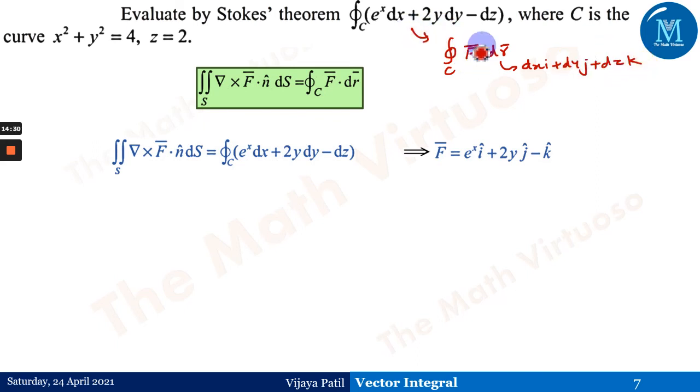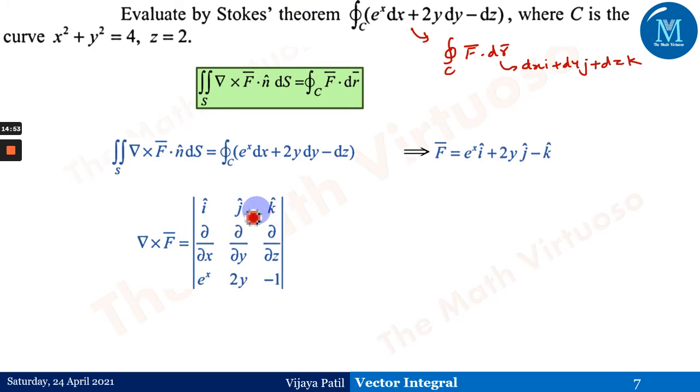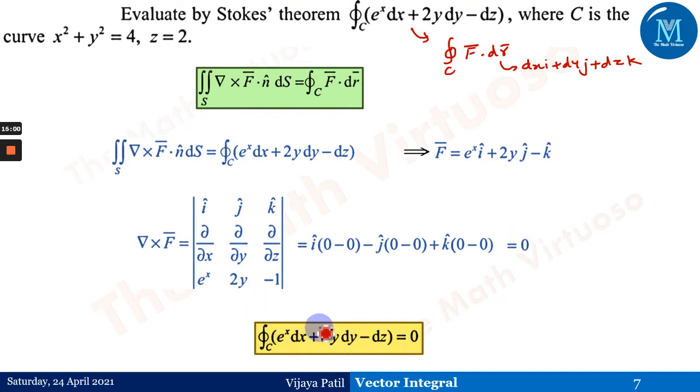That means what we need to find out, we need to separate out this f bar from this particular integral. How can we do that? The coefficients of dx, dy, dz would be the coefficients of respectively i, j and k, and therefore f bar is nothing but e to the power x i plus 2y j minus k. If this is so, then del cross f bar will be equal to 0. If it is coming out to be 0, that means we'll be getting this particular integral equal to 0.